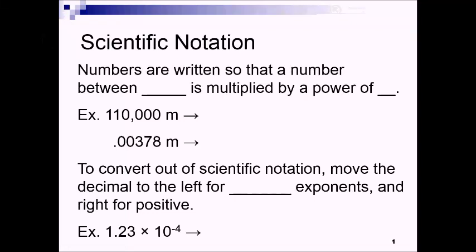Okay, so unfortunately I didn't have my microphone on for a few of these slideshows, so we're going to go through this one like this. This should be easy for you guys. I know you've done scientific notation before. So what is scientific notation?